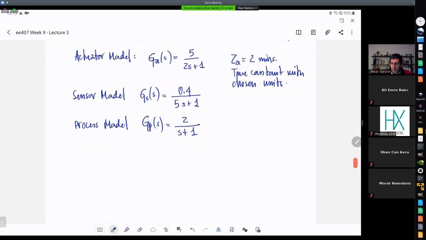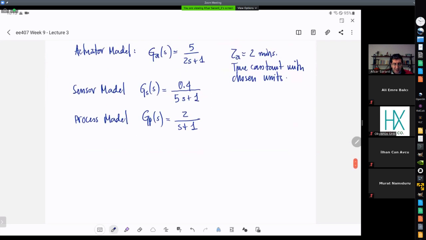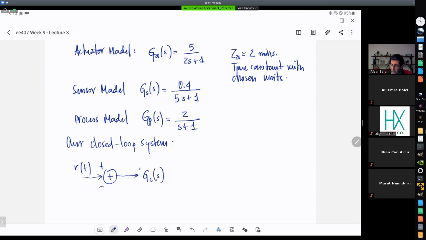So let me give you the closed loop system. Our closed loop system is something like this, right? We have a reference signal, R of t. Then we have the controller, GC of S, yet unknown. And then this drives the actuator, GA of S. And the actuator drives the plant, GP of S, the process model.